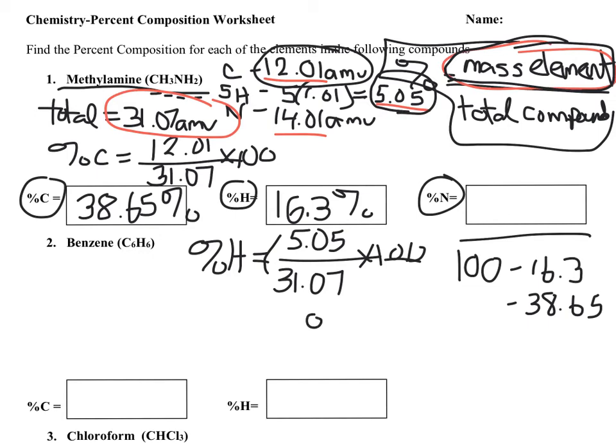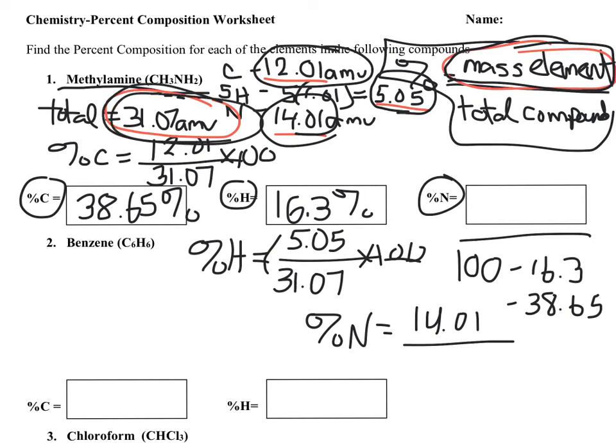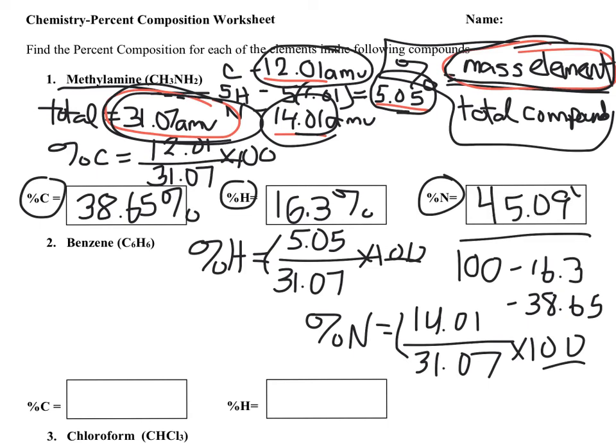and to make sure everything's looking good. If I want to find the percent of nitrogen, I know that the total mass of nitrogen in this compound is 14.01 atomic mass units, and the total mass of this compound is 31.07, and I'm going to multiply that by 100 to get in proper decimal form. So if I do 14.01 divided by 31.07 multiplied by 100, I end up getting about 45.09%.